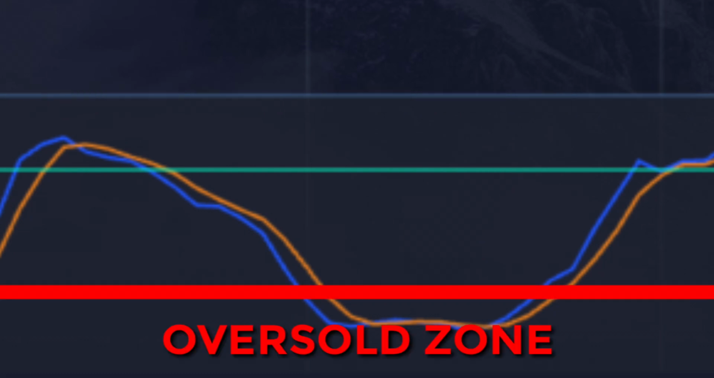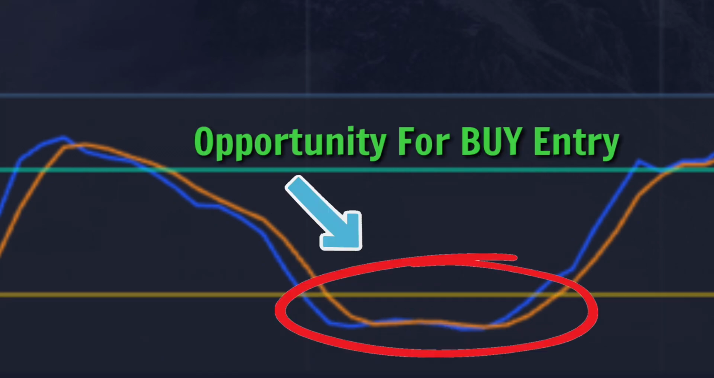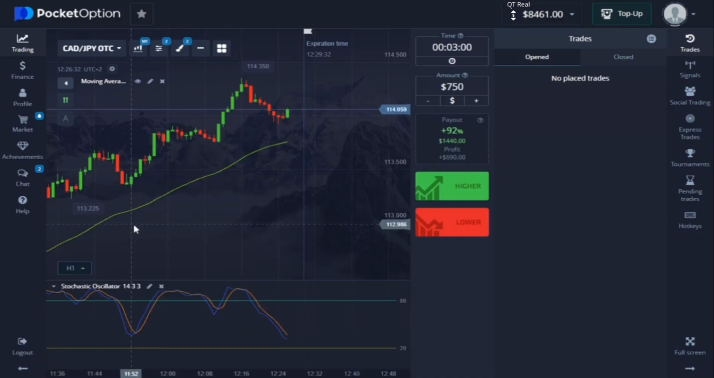When both the blue and orange lines close below the 20% marker on the stochastic oscillator, this essentially means that the price is considered to be oversold, making this a great opportunity to enter a buy position. But it's not just about recklessly entering a buy position. We need to wait for a little more clarity.